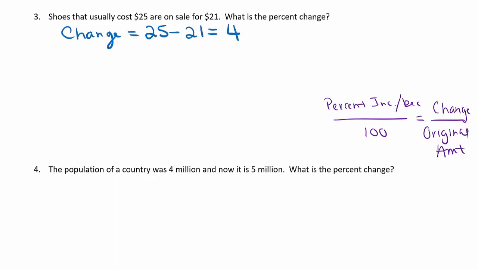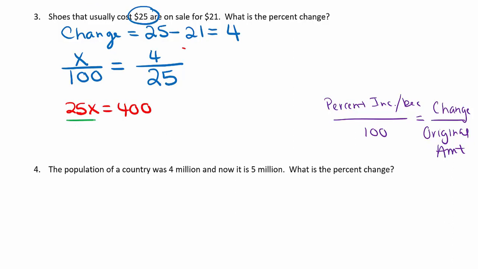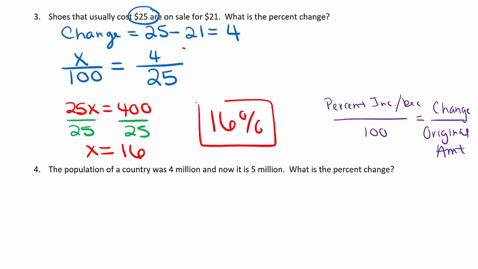So the change in price is actually $4. I'm trying to find the percent, so the x goes over 100. The change is $4. And for the total, you always want to do the starting amount. In this case, that's $25. So I set my cross products equal, divide by 25 to solve, and I get x equals 16. So these shoes were on sale for 16% off.